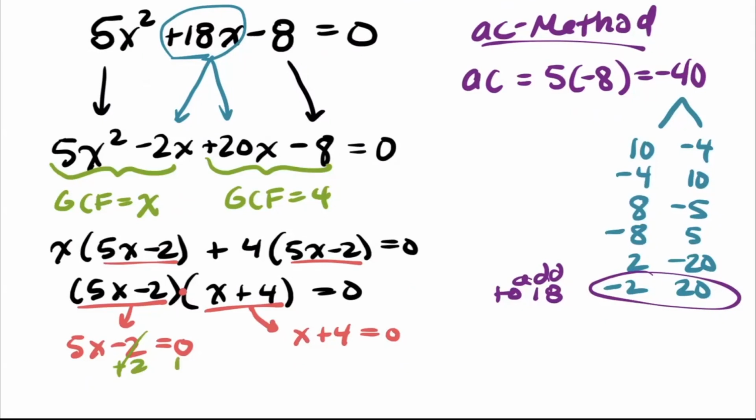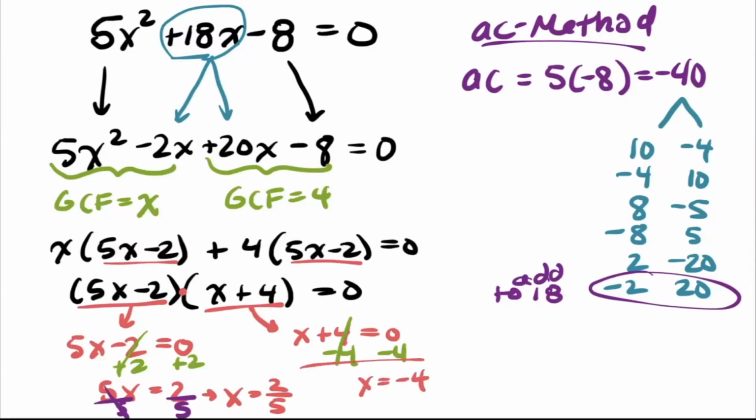We'll do plus 2 on the first equation. That gives us 5x equals 2. Divide by 5. I am running out of space here. This gives us x equals 2 over 5. Then in the second equation, minus 4 on both sides. That cancels out the 4 on the left, and that gives us x equals -4. So those are our 2 solutions, x equals 2 over 5 and x equals -4.